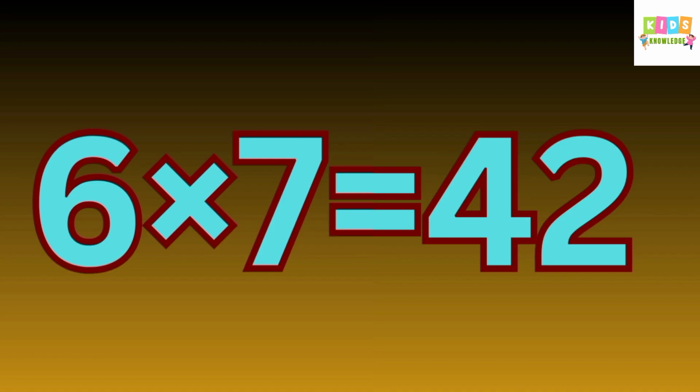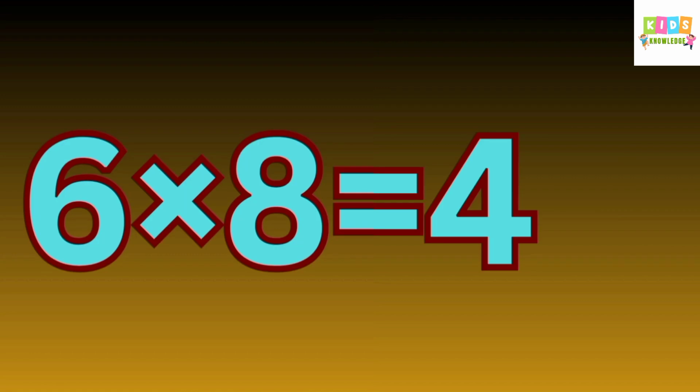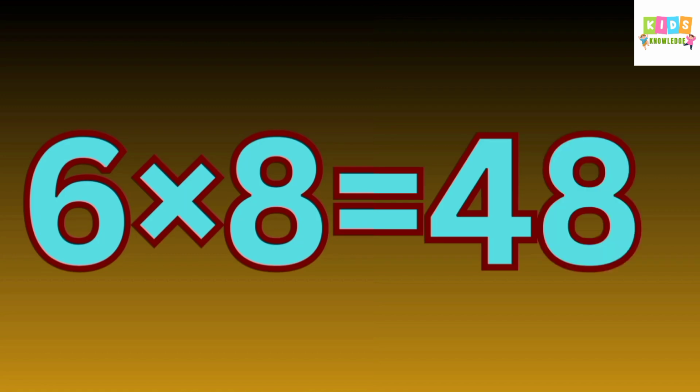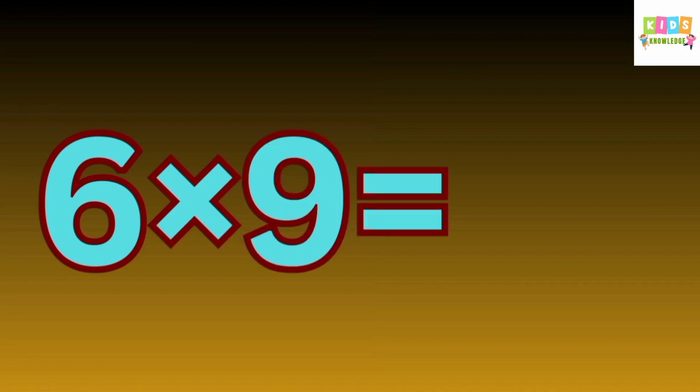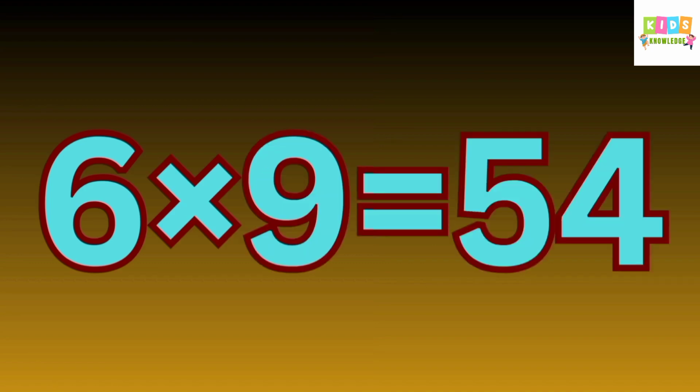6 sevens are 42, 6 sevens are 42. 6 eights are 48, 6 eights are 48. 6 nines are 54, 6 nines are 54.